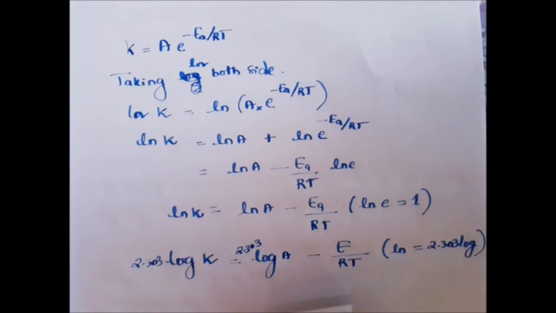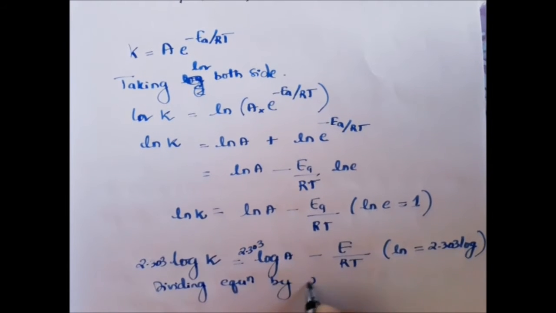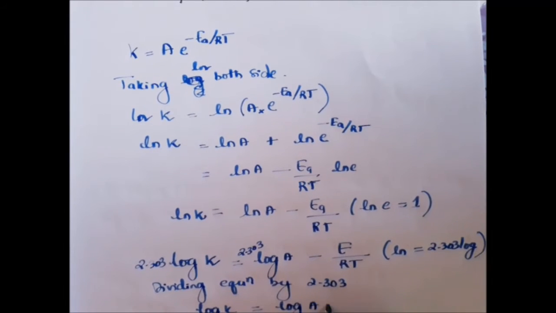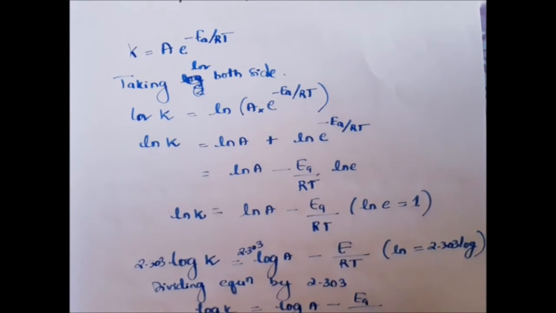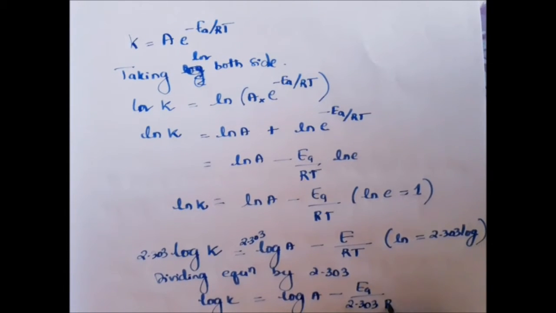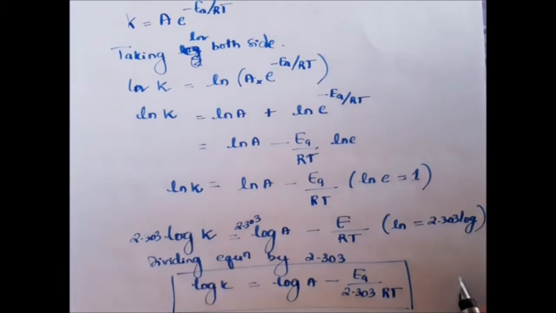Now dividing the whole equation by 2.303, what are we going to get? Log k, the 2.303 gets cancelled, equal to again log A minus Ea divided by 2.303 RT. So this is your Arrhenius equation again.